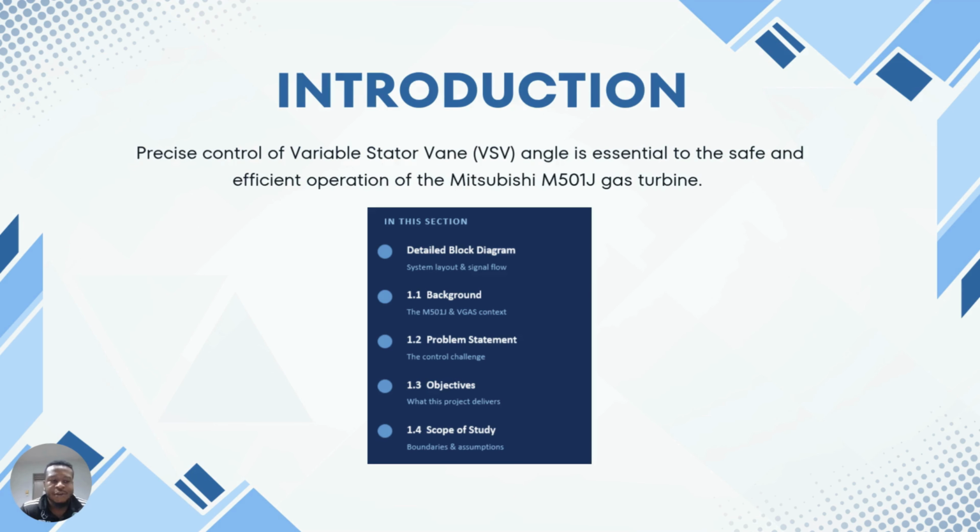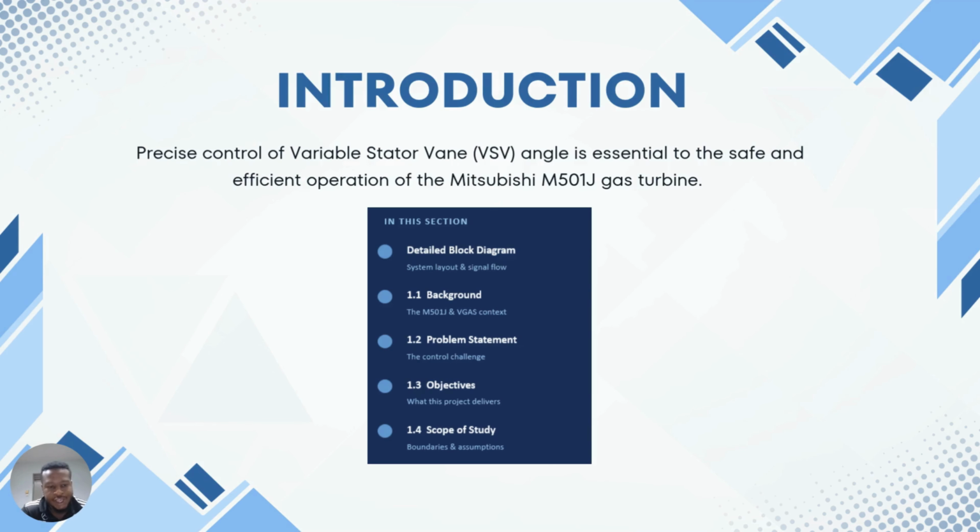One of the most important components of this gas turbine is the variable stator vane, or we can call it the VSV system. The VSV controls the airflow entering the compressor by adjusting the angle of the guide vanes. This helps to improve efficiency, maintain stable operation, and prevent compressor stall under different operating conditions. Because of this critical role, the vane position must be controlled accurately and respond quickly to the change in the turbine position.